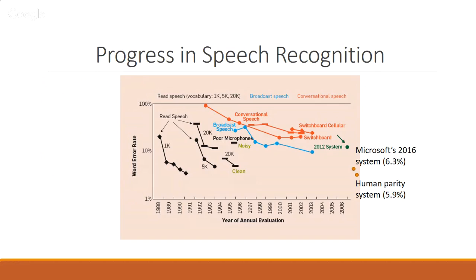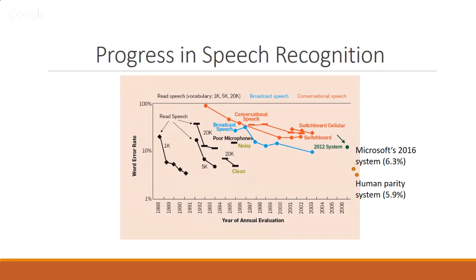So that's what the task was when they started. And you can see that they started way back in 1988. There's another dimension to this, and that is the vocabulary size. The vocabulary size is basically, you can think of it as the number of classes that you're trying to recognize. So the number of words that your system is able to recognize.